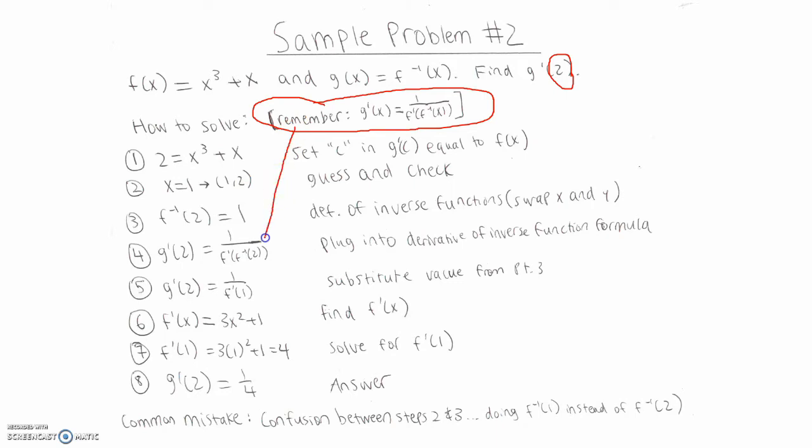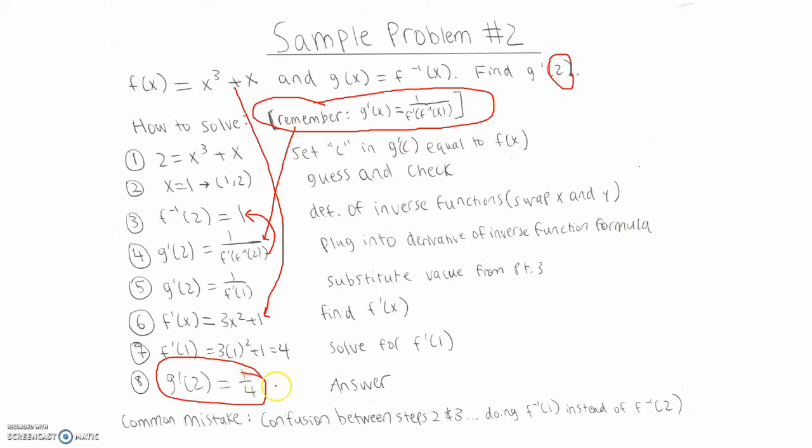Next, you use the formula and then plug in 2 for x. So you get g prime of 2 is equal to 1 over f prime of f inverse of 2. And as we solved here, f inverse of 2 is equal to 1. So you end up with 1 over f prime of 1. And to solve for f prime of 1, you have to first figure out the derivative of f of x. So f prime of x is equal to 3x squared plus 1. And then plugging in 1 into that, you get 3 times 1 squared plus 1 is equal to 4. So f prime of 1 is equal to 4, and 1 over f prime of 1 is 1 over 4, which is the answer to this question.